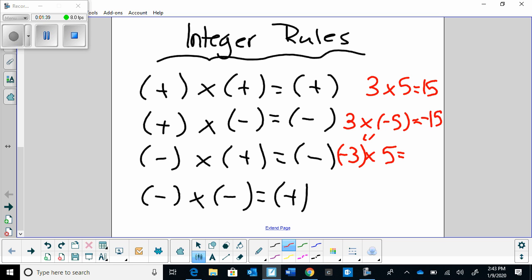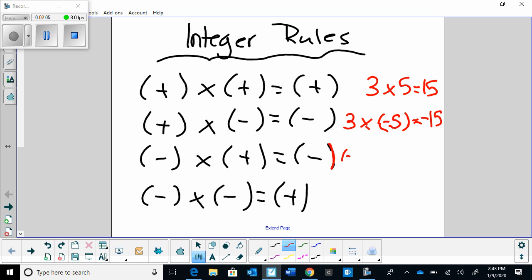We can always reverse them. I could have changed this and said that this was negative 5 times positive 3. They mean the exact same thing. It'll always be the same value. So we know multiplication can be switched around. The numbers can be switched around. The sign can be switched around. It's just a pattern that we have.